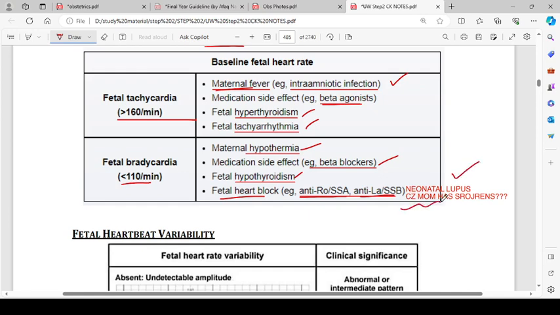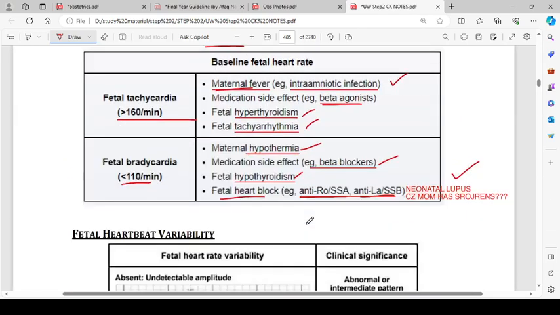Neonatal lupus occurs when the mother has Sjogren's. Actually, these antibodies can be present if the mother has Sjogren's, and the child can have neonatal lupus. The presence of these antibodies is a risk factor for transmission of neonatal lupus from the mother. These antibodies are also present in lupus as well: anti-Ro and anti-La, SSA and SSB. Okay, so these are the conditions with fetal tachycardia, and these are the ones with fetal bradycardia.